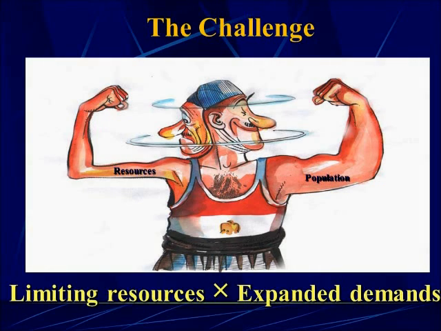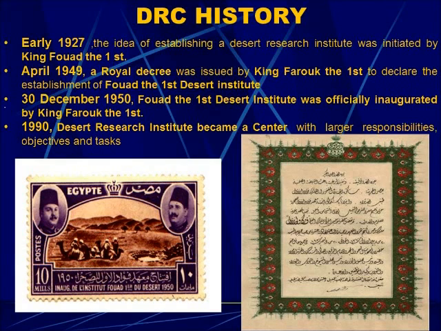Here is the challenge that we face: we have limited resources and expanding demands. Let me take you on a short trip through the history. In early 1927, the idea of establishing a Desert Research Institute was initiated by King Fuad I. In April 1949, a royal decree was issued by King Farouk I to declare the establishment of the Fuad I Desert Institute. On 13th December 1950, the Fuad I Institute was established. And recently, in 1999, the Desert Research Institute became a reality by a Republic Declaration. This slide shows the Royal Declaration for our institute, and this is the memorial stamp of it in 1960.